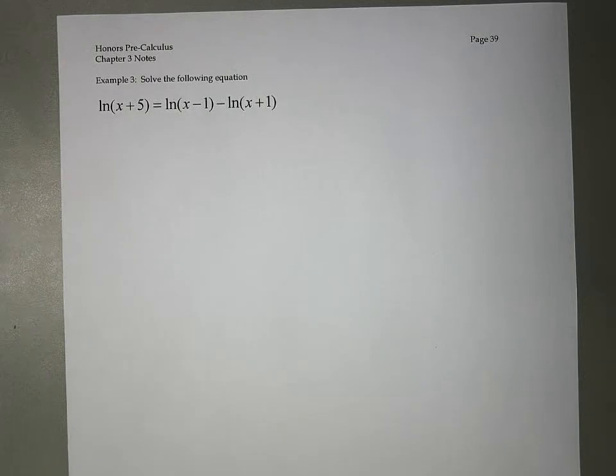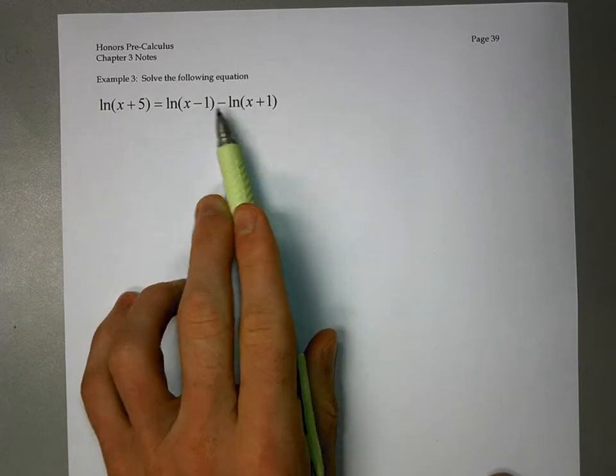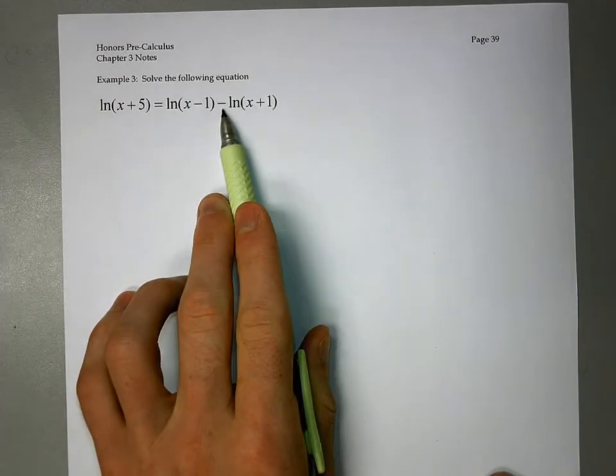The last problem that we're going to work with involves checking our domain and our range for our equations. The same process is going to apply, except I've got to check my answers at the end. So this problem, ln of x plus 5 is equal to the ln of x minus 1 minus the ln of x plus 1. I can see on the right-hand side I'm subtracting two natural logs.